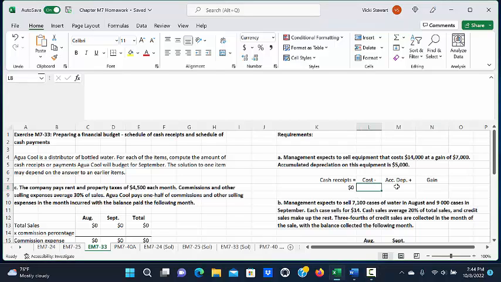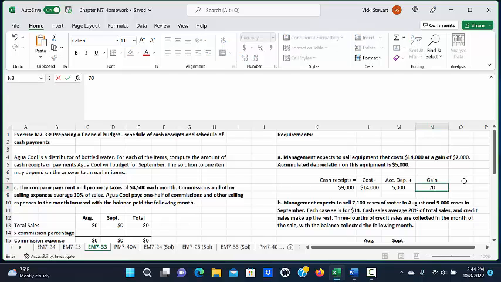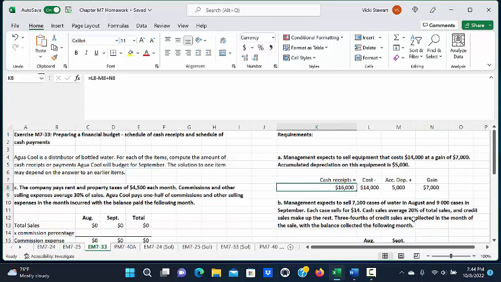So we were given the cost of $14,000 and the accumulated depreciation of $5,000. So the book value of the equipment was $9,000, but we expect to get $7,000 more than that, because that was why it said that we would get a gain. So the total cash receipts for the sale of the equipment would be $16,000.